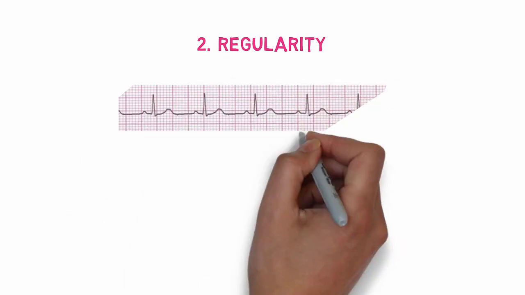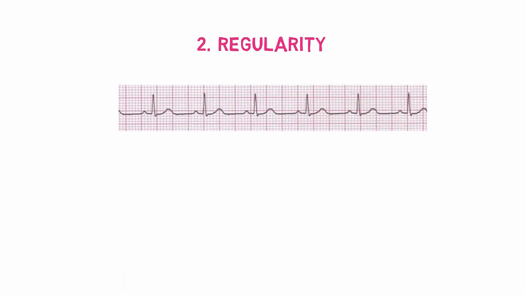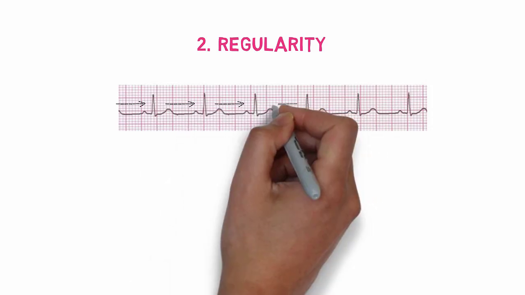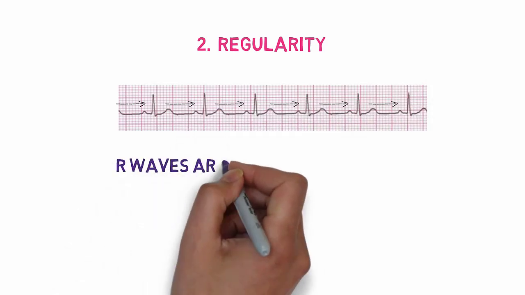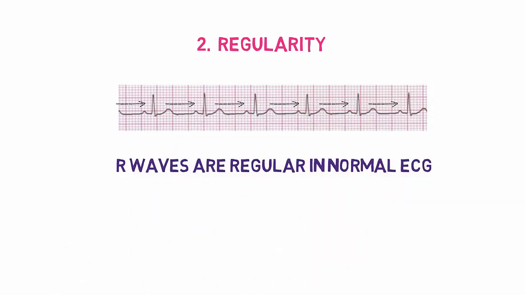The second characteristic of a normal sinus rhythm is regularity. Look at the RR distances in this ECG. Are they equal in distance, or irregular? In a normal ECG, the R waves are at equal intervals.